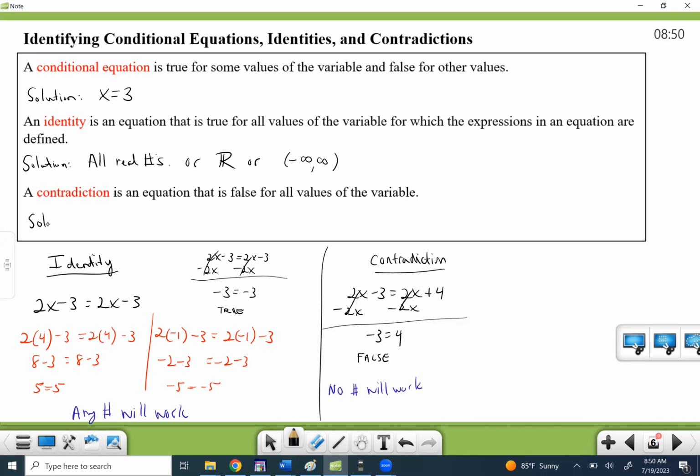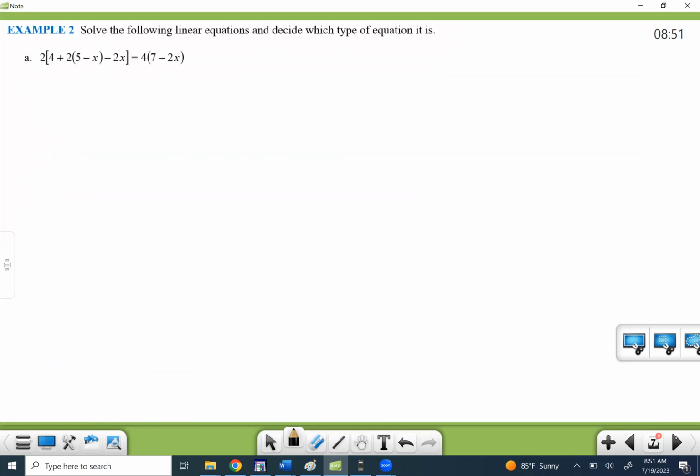So in the case of a contradiction, the solution is going to be no solution. Maybe you'll pick that from a drop-down menu if you're on My Math Lab or whatever. Or maybe you'll pick the empty brackets with nothing inside of them. Okay. So those are the way that we denote that the solution is going to be no solution. No matter what you pick to plug in, these will never equal each other. Okay, so let's go in and do a couple.